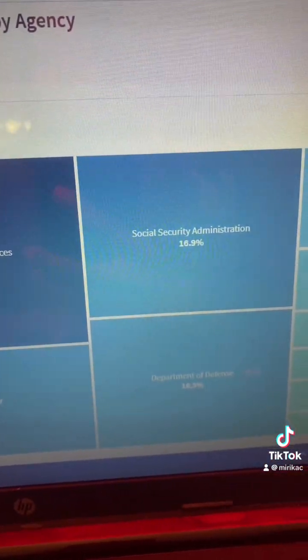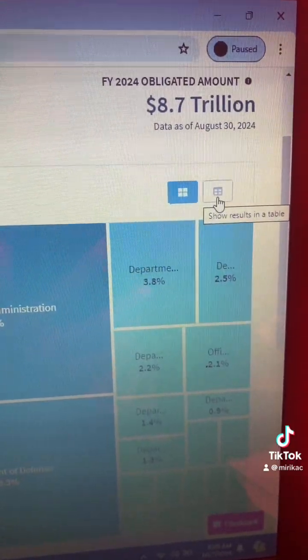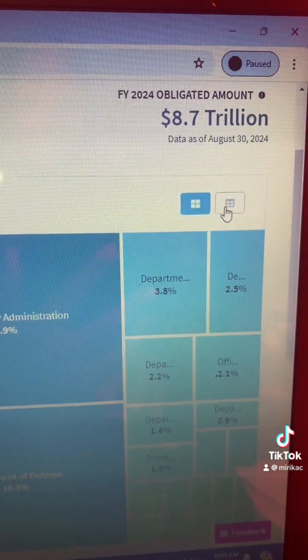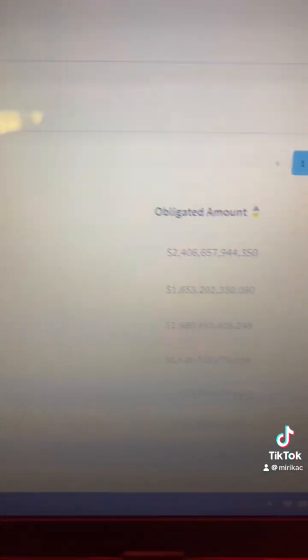You'll see Social Security Administration. You'll see Defense. You'll see Human Services. But I'm going to go right here instead of here. I'm going to go here. I'm going to click on this. And it's going to break it down like this in a little list, which is easier for me to read online anyway. Okay.